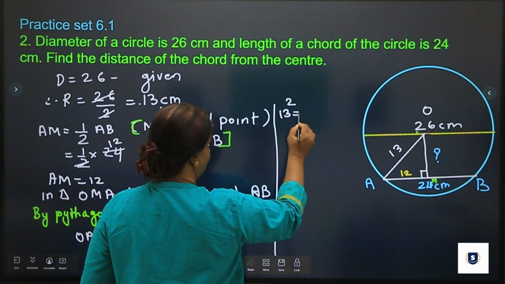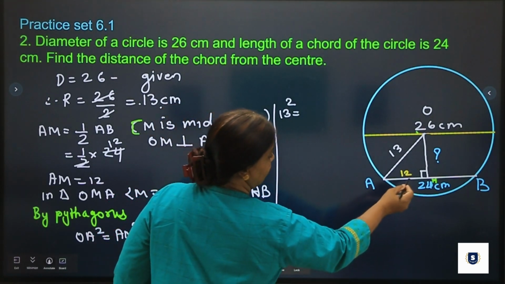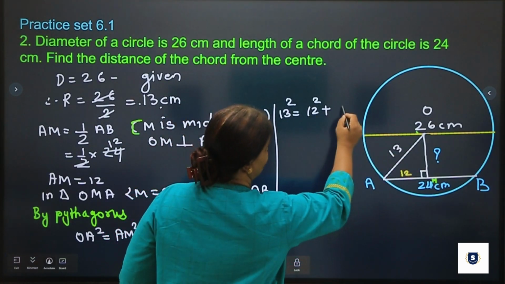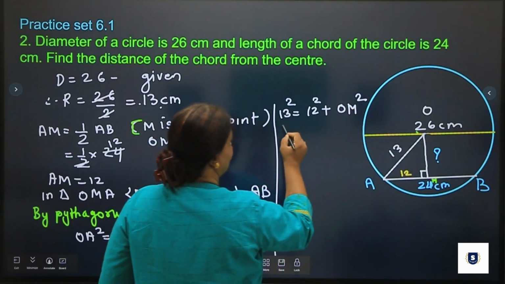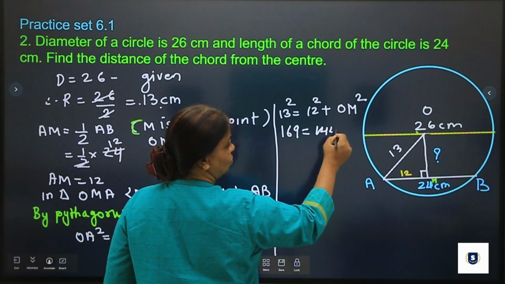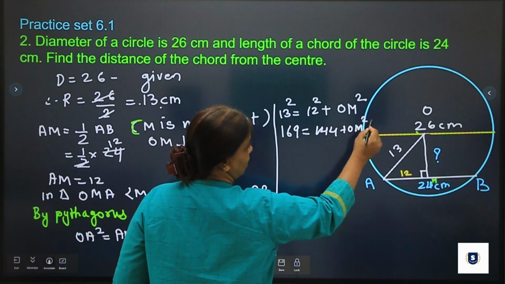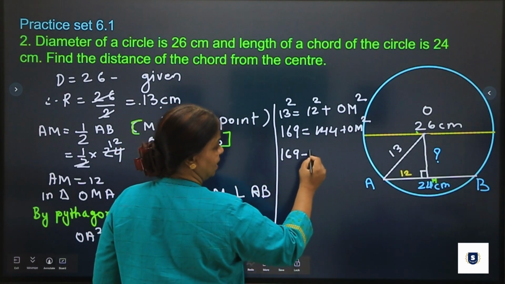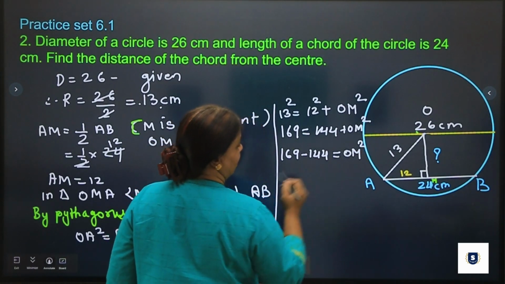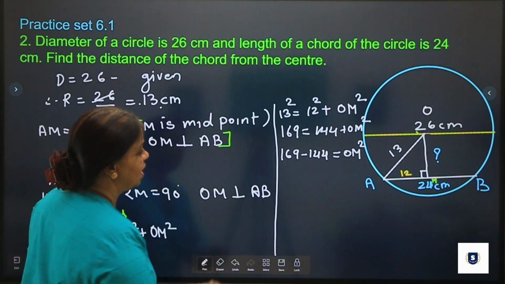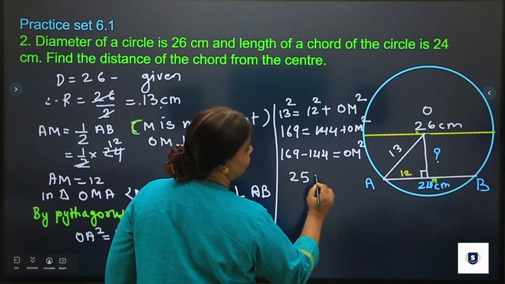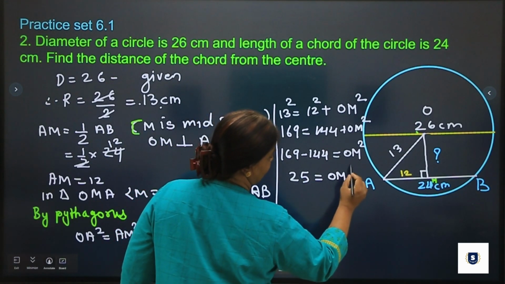13 square is equal to AM square. AM is how much? 12 square plus OM, we want to find out. Now 13 square is 169, 12 square is 144, plus OM square. Now 169 minus 144 is equal to OM square. And 169 minus 144, 9 minus 4 is 5, 16 minus 14 is 2, which is equal to OM square.